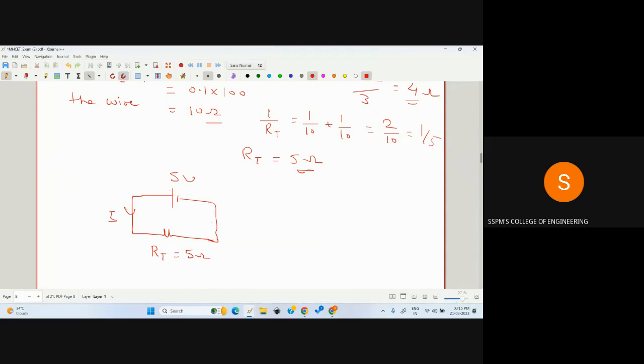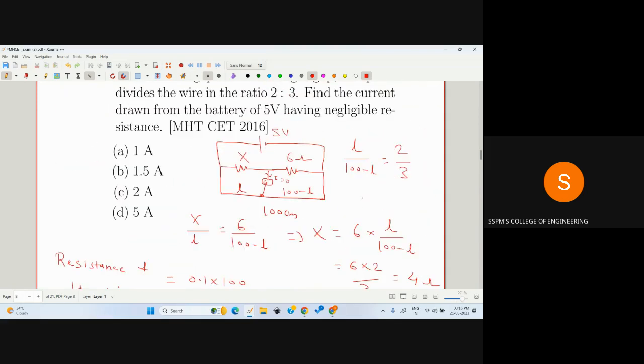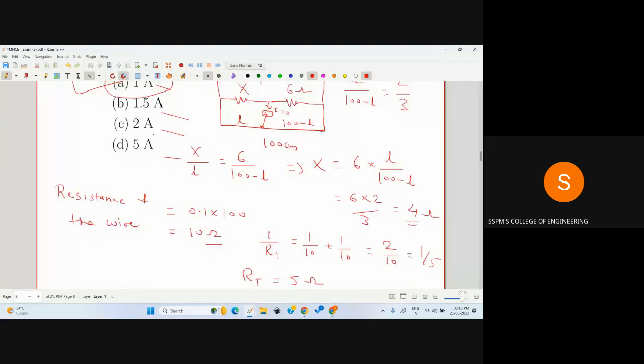You may apply Kirchhoff's voltage law. So current I is equal to voltage 5 volt divided by resistance RT. So 5 volt divided by 5 ohm gives 1 ampere. The correct answer is 1 ampere. So look at the options. The first option is 1 ampere, second 1.5, 2 and 5. But the correct option is A, 1 ampere. So in this way you solve the example.